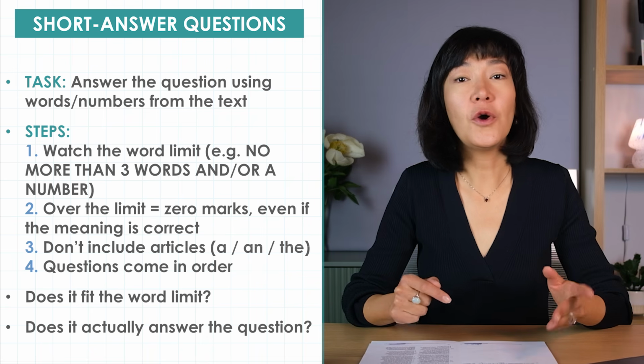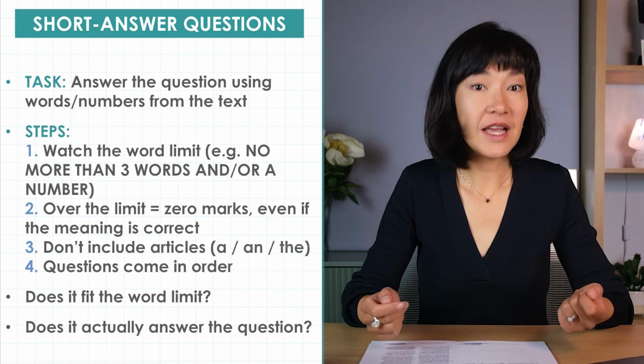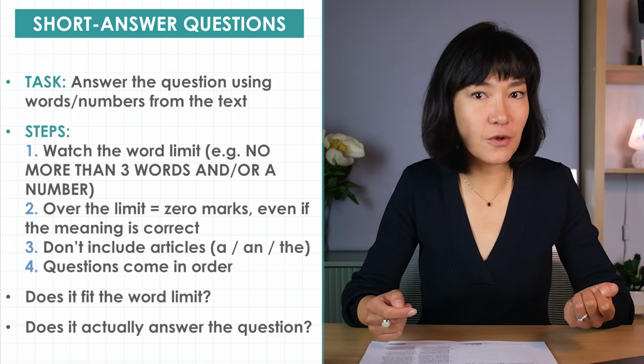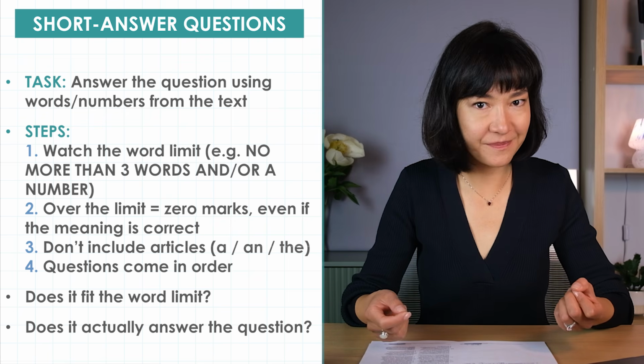For example, "Who pays for X?" needs a person or a group. "How much does X cost?" needs a number and currency like $20.